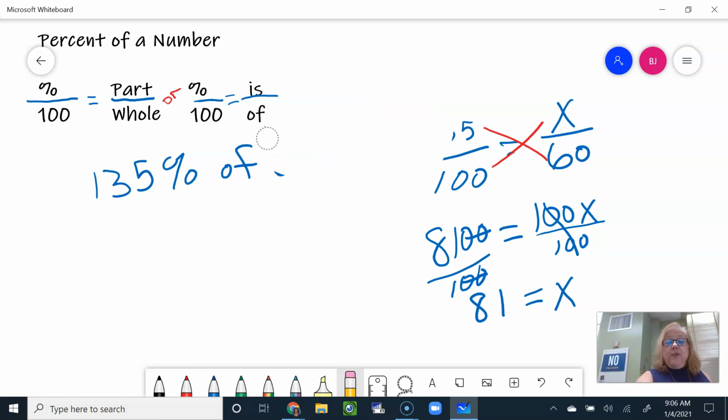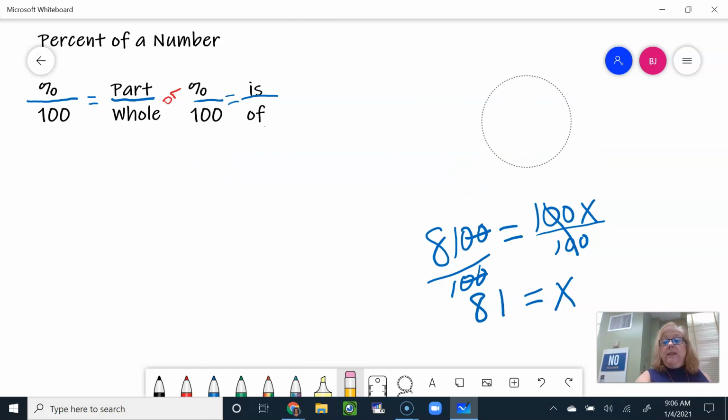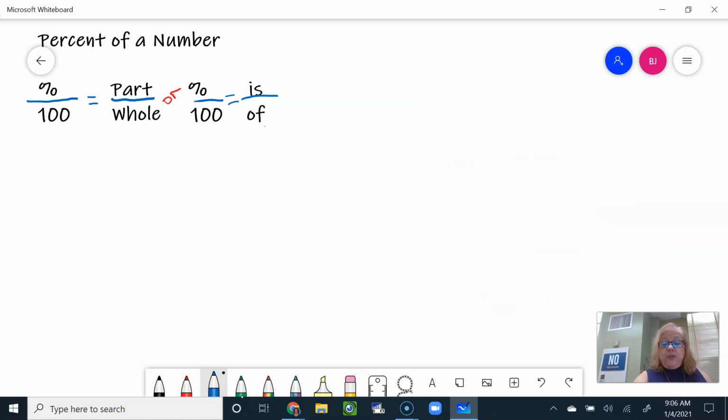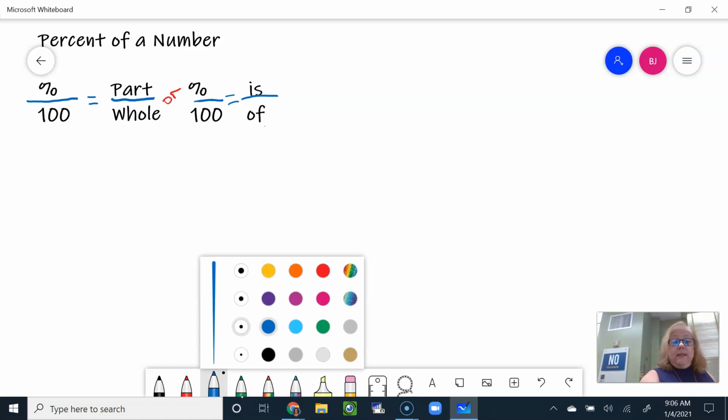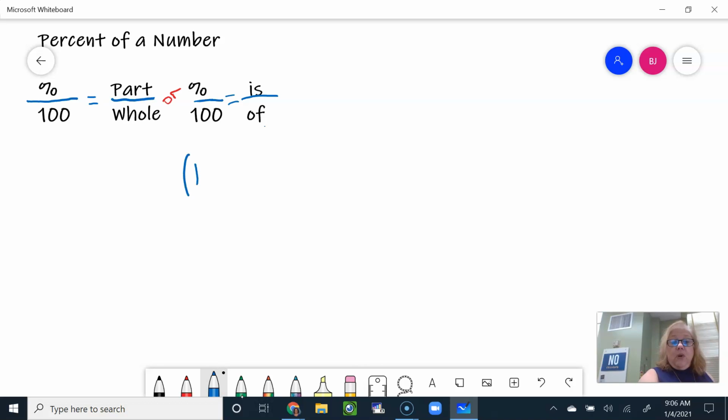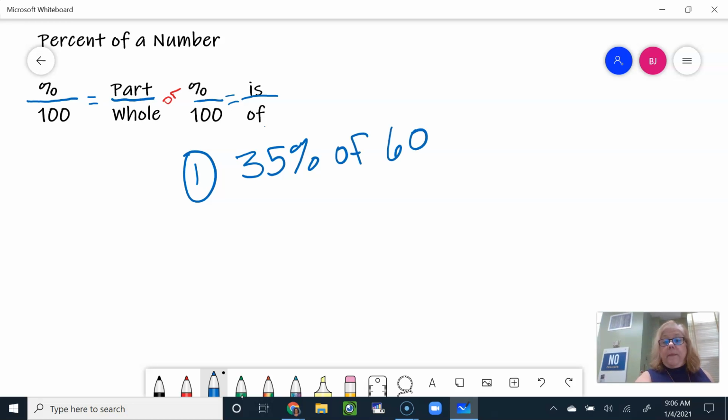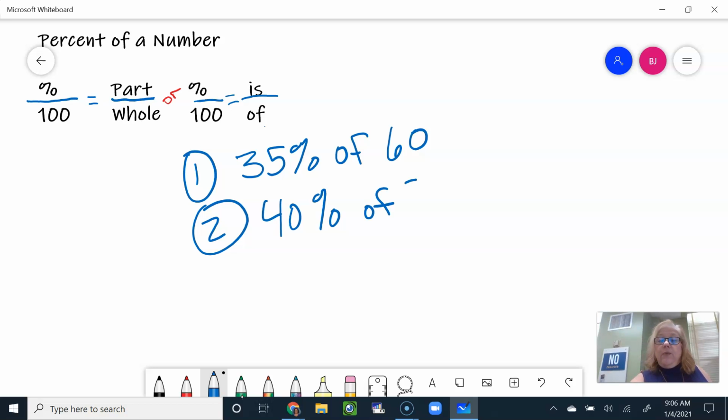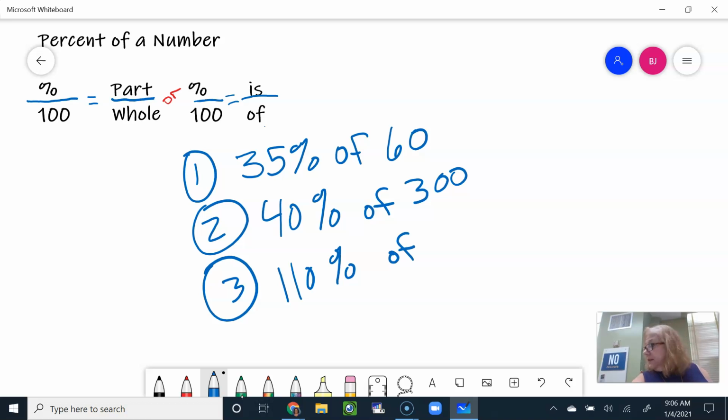Make sure that you have taken your notes. Make sure that you turn those notes in. And I have 3 problems that I want you to do today. The first one is number 1, and it is 35% of 60. Our second one is 40% of 300. And our last one is 110% of 18. So make sure that you do these.